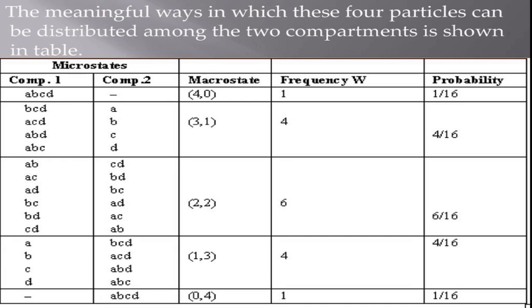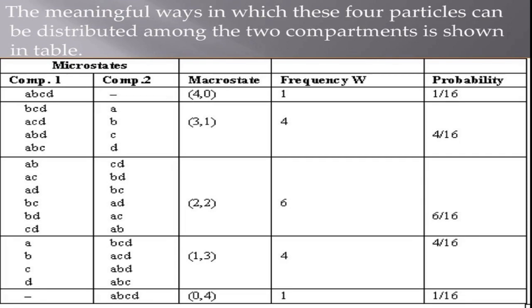The next possible arrangement is two particles lying in compartment 1 and two particles lying in compartment 2. With this we have six distinct arrangements. AB particles in compartment 1, CD particles in compartment 2, AC particles in compartment 1, B and D particles in compartment 2, and similarly AD particles in compartment 1, B and C particles in compartment 2, and so on. So this macrostate 2,2 has six distinct arrangements, or you can say the macrostate 2,2 has six microstates.